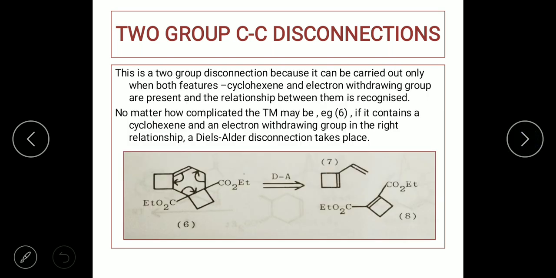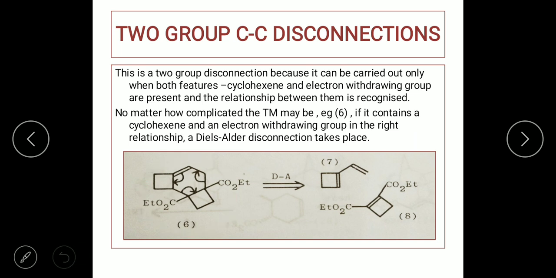This is a two-group disconnection because it can be carried out only when both features, cyclohexene and electron withdrawing groups, are present and the relationship between them is recognized. No matter how complicated the target molecule may be, as in example 6, if it contains a cyclohexene and an electron withdrawing group in the right relationship, a Diels-Alder disconnection definitely takes place.